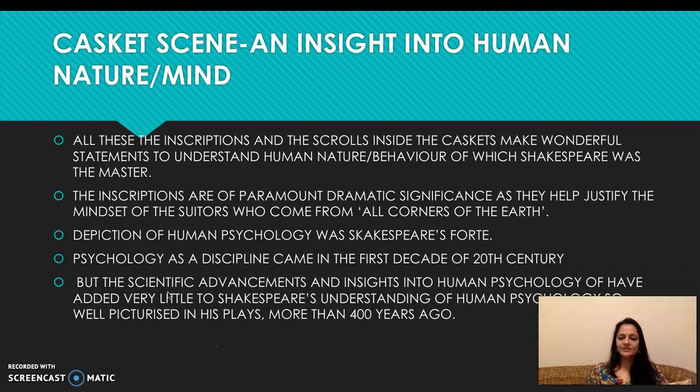Why did the Prince of Morocco choose the gold casket? Because he is a prince and he believes that a gem like Portia cannot be in any casket other than the gold casket, and he chooses by the outward show, by the look of the gold casket. In the case of the silver casket, why does the Prince of Aragon choose it? There is some kind of understanding, some kind of study in his mind, his nature, his behavior. What is his thought process behind choosing the silver casket? So that is why this scene is important. It gives us an insight into human nature.